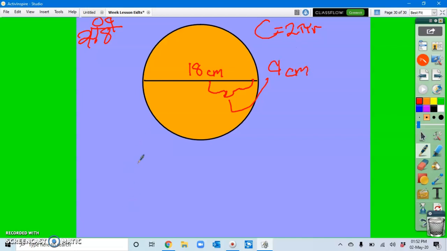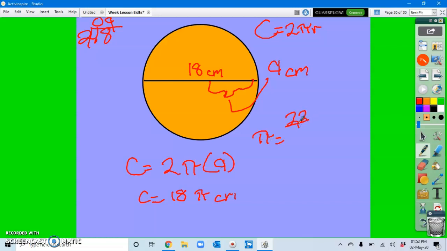So you're going to input that. Circumference equals 2 pi 9. Now you're going to multiply that, which will equal circumference equals 18 times pi centimeters. And then remember that pi is equal to 22 over 7 or 3.14. So we're going to multiply that.